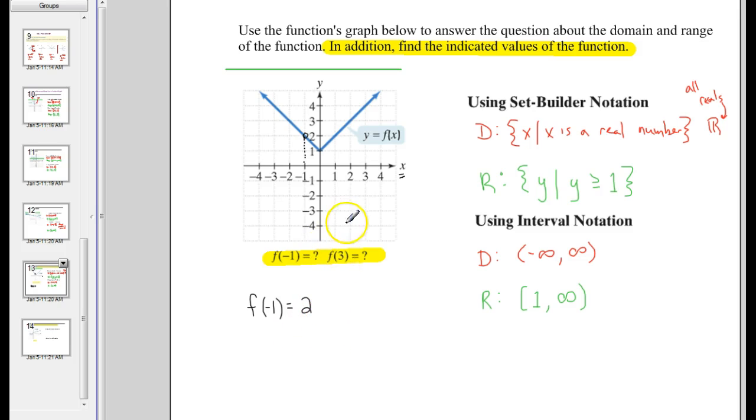Alright, and then find 3. Here's 3. Go up or down until you hit the graph. I go up until I hit the graph right here. And what y value are you at? 4. So f of 3 equals 4. Remember, what all this means is the y coordinate when the x coordinate's negative 1 is 2. Alright, the y coordinate when the x coordinate's 3 is 4. Okay, that's all that means.